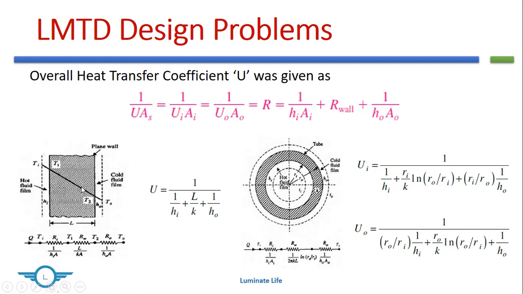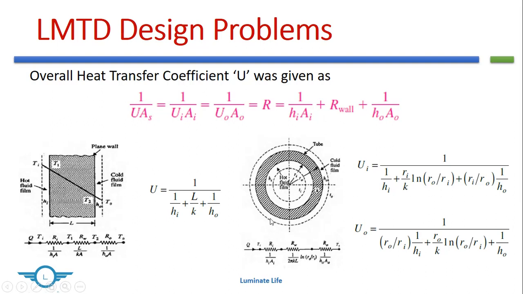Now there might be two cases arising. First one is when the hot fluid and cold fluid are separated by a plane wall. In such a case, your outer area as well as your inner area will be a common area, so both this Ai and A0 will be the same. So in that particular case, you can have a single equation for overall heat transfer coefficient U as U equal to 1 by Hi, which is a part of the convection resistance, plus L by K, which is a part of the conduction resistance of the wall, which you have learned in conduction, and the convective resistance of the outer surface.